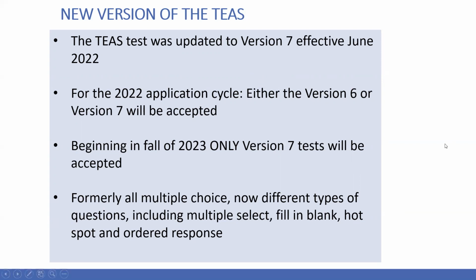Formerly, the test was all multiple choice. Now you will see some multiple choice, but also multiple select. So not just one correct answer, but possibly multiple. Fill in the blank questions, hotspot questions, which are basically a diagram or picture, and you will need to click on the appropriate spot as your answer on the picture or diagram, and then ordered response. So put things in order as far as 1 to 4, something like that.